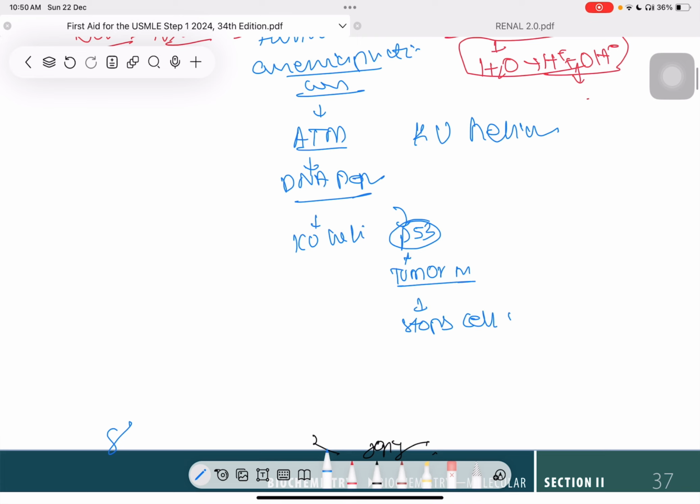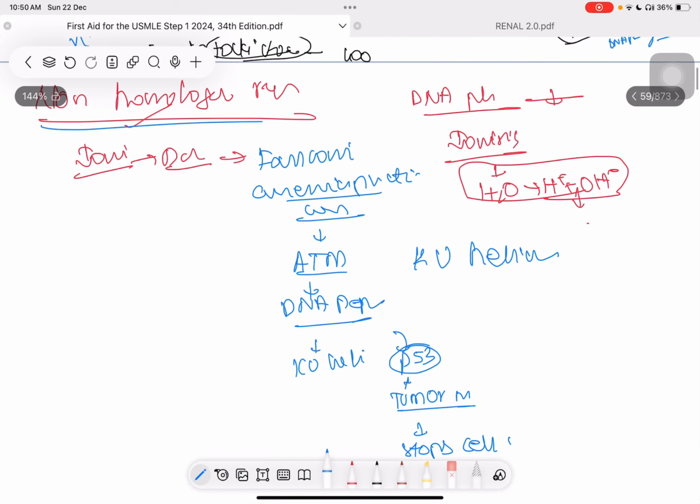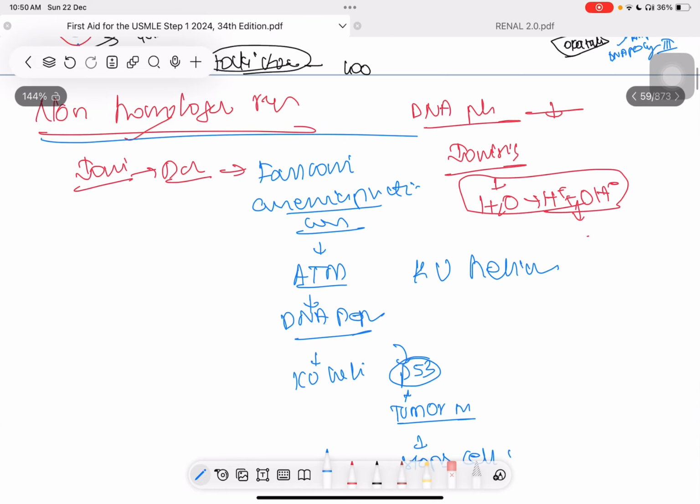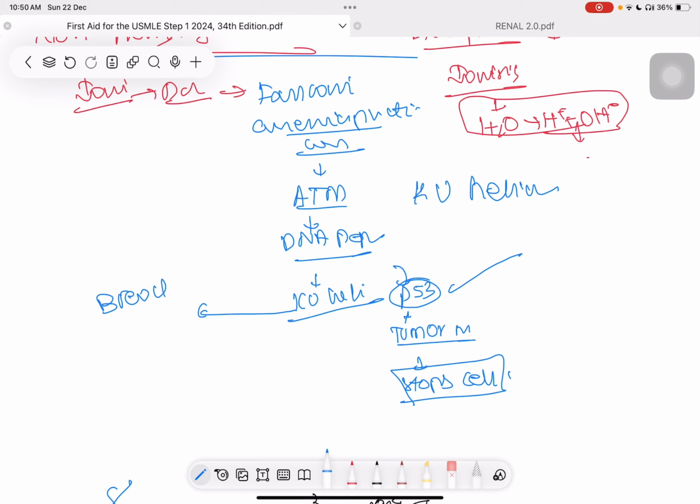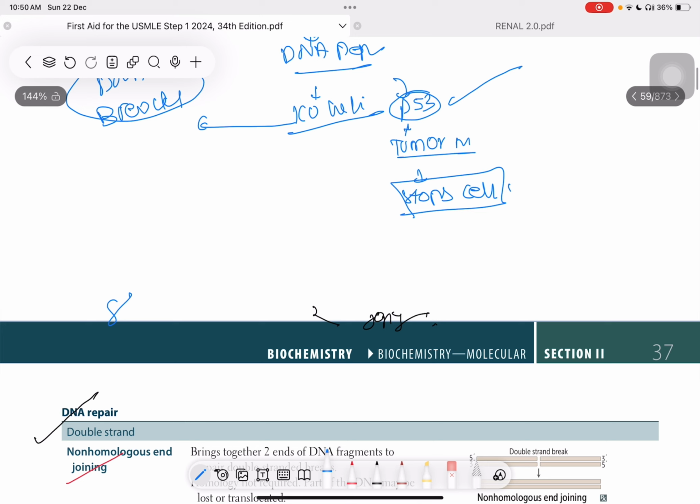This tumor suppressor gene will stop the cell cycle. Why does it need to stop the cell cycle? Because there is a break in the DNA, and only when there is a correct sequence of DNA do you need to replicate it. Until then, you just stop the cycle by using the P53 gene. This KU helicase will repair these DNA breaks. How does it repair? It repairs by non-homologous end joining.